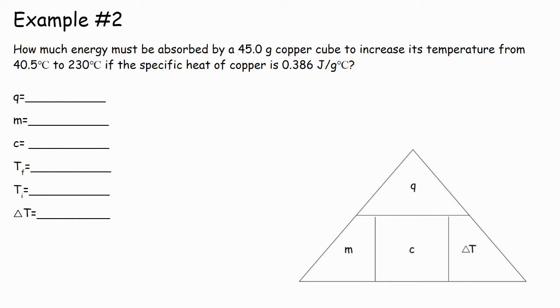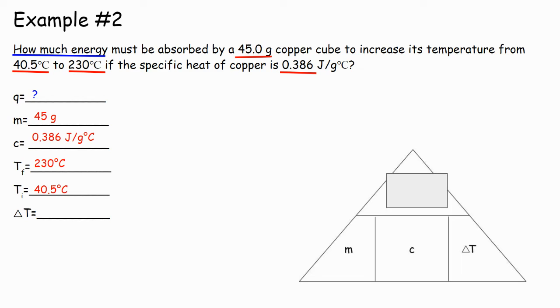Once again, we're going to do the same thing. 45 grams, that's our copper. It's changing temperature from 40.5 to 230. So initial is 40.5, final is 230. It tells me my specific heat is 0.386, and it also asks how much energy. So I'm looking for Q.